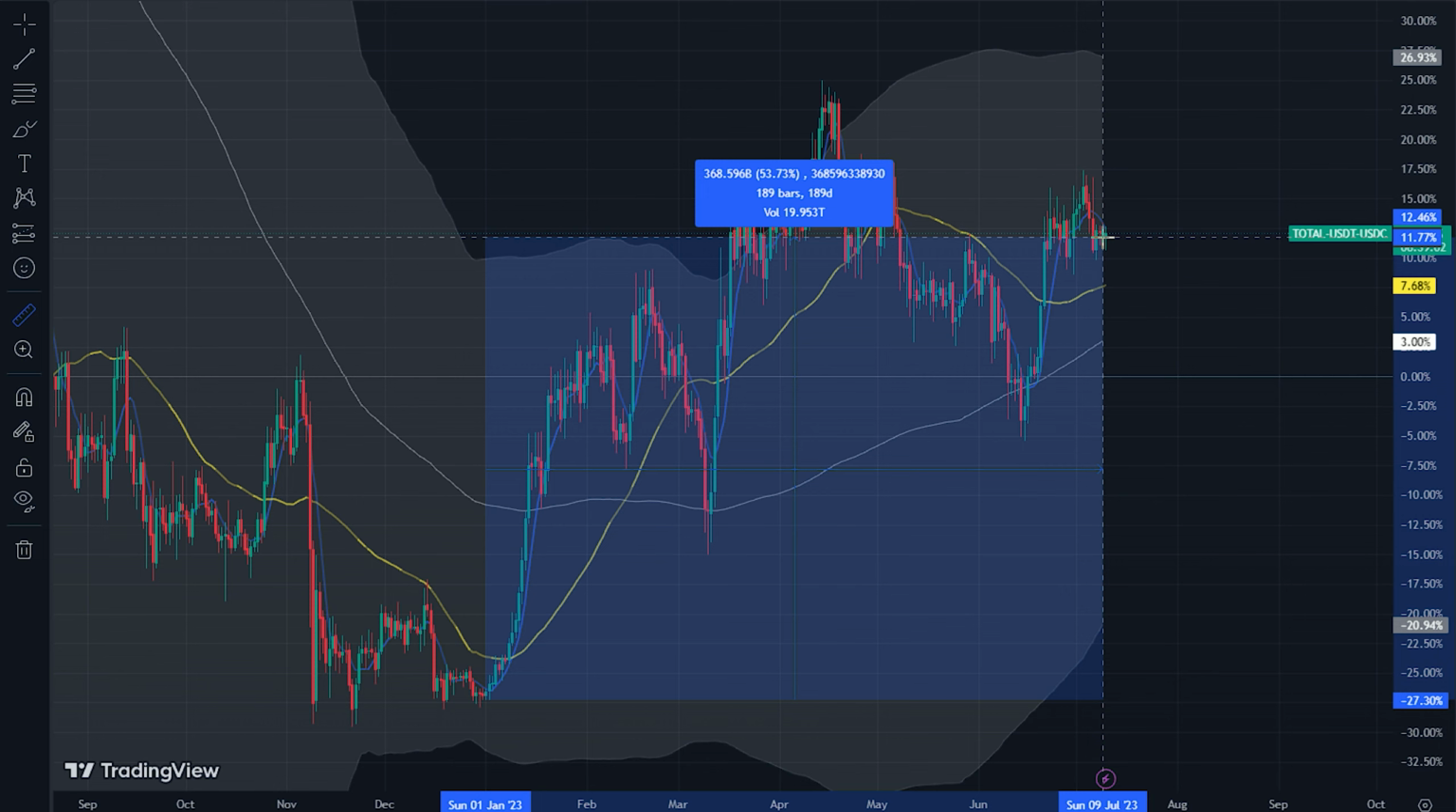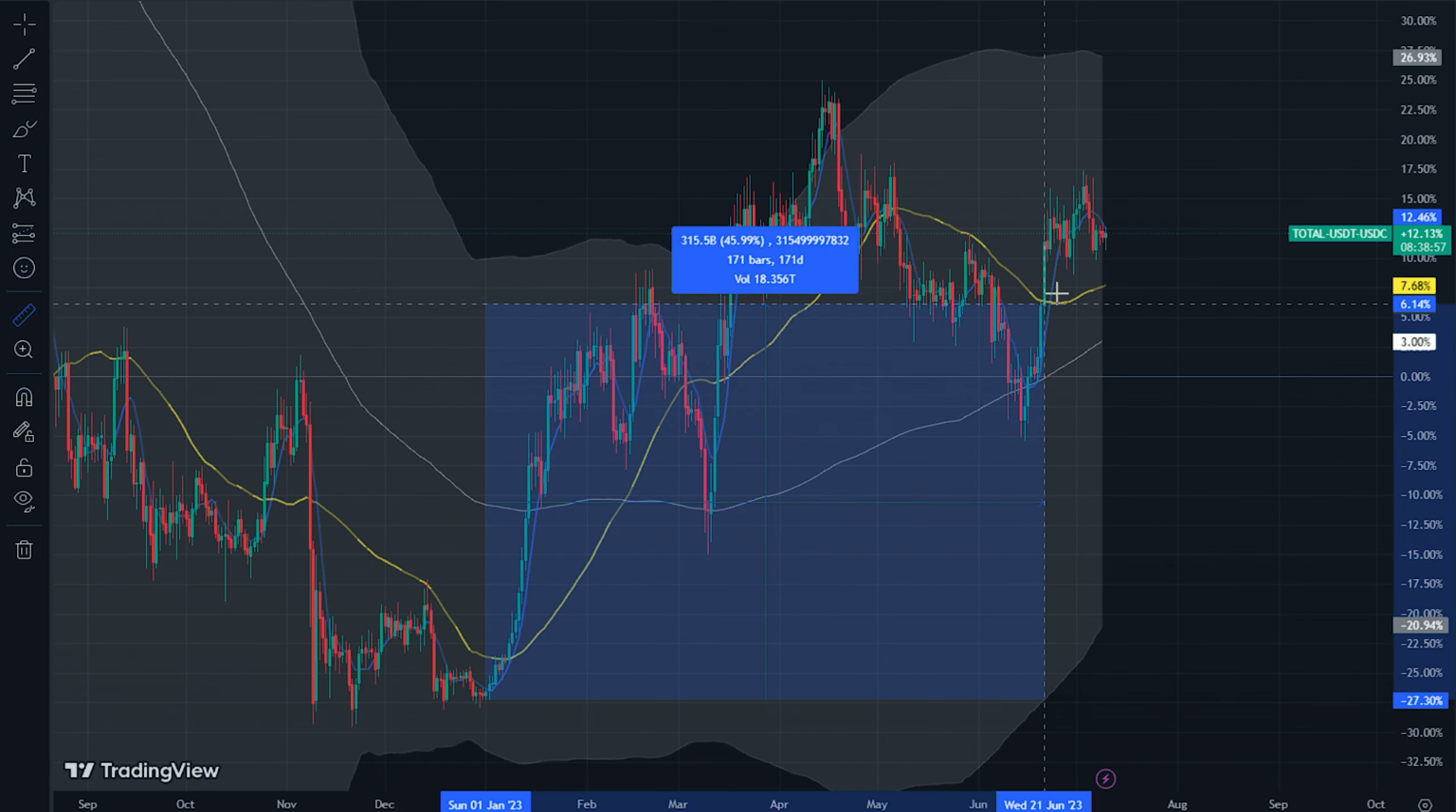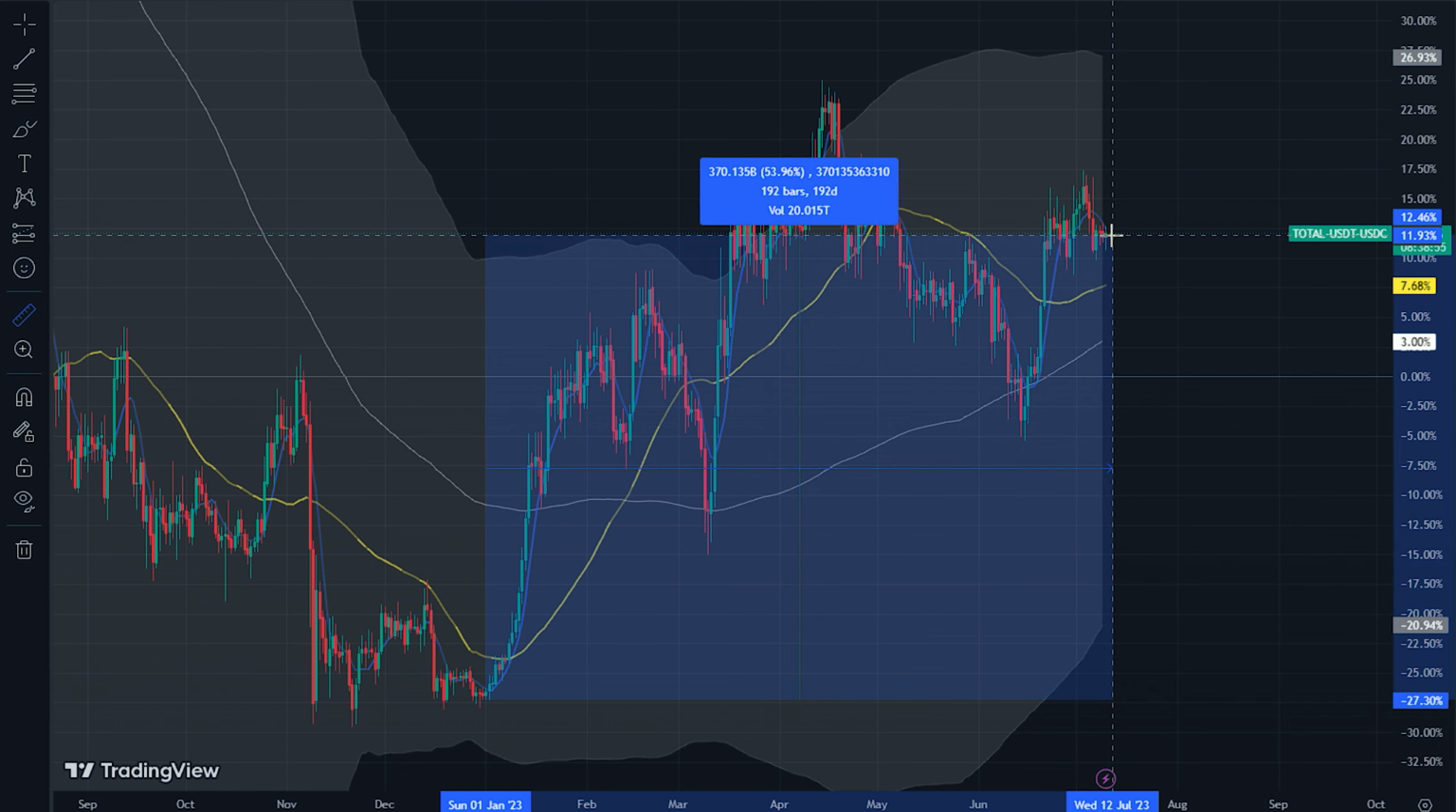So if you're putting money into any of these sort of cryptos, even at this sort of time, you'd be doing pretty good. Now, I know Bitcoin is doing a lot of the heavy lifting here, Bitcoin and Ethereum, because they've both been going up relatively strongly.